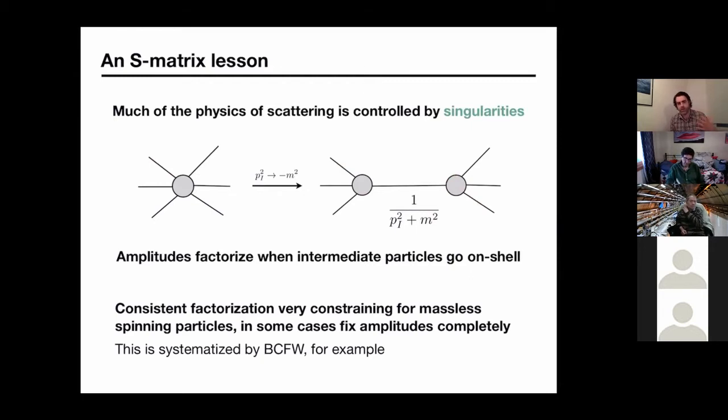And so if I just demand consistent factorization of amplitudes, it turns out that I'm basically putting in all the information about the singularity structure and their residues. It's not really surprising that this is very constraining. It in many cases completely fixes the amplitudes for certain particle content. And of course, a famous example of this is something like BCFW, where you can use complex analysis to reconstruct the full amplitude.